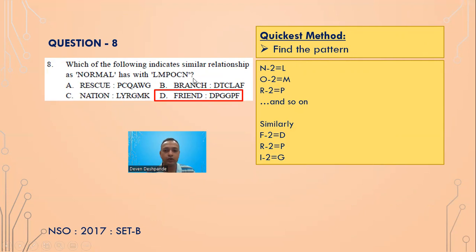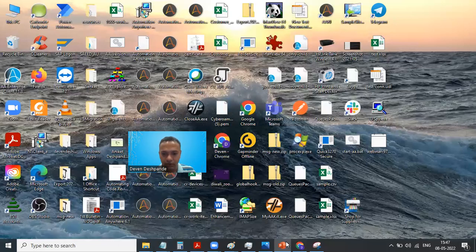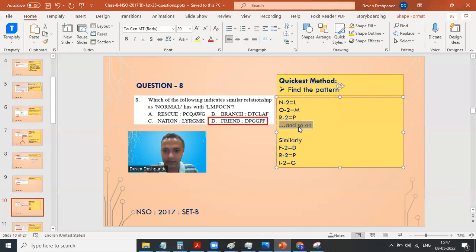So the same you have to do for FRIEND. If you do it for FRIEND, you will get DPG GPF, isn't it? DPG GPF, and you will find the correct answer. Actually, you have to invert the last letters. For the last 3 letters, you have to add, isn't it?